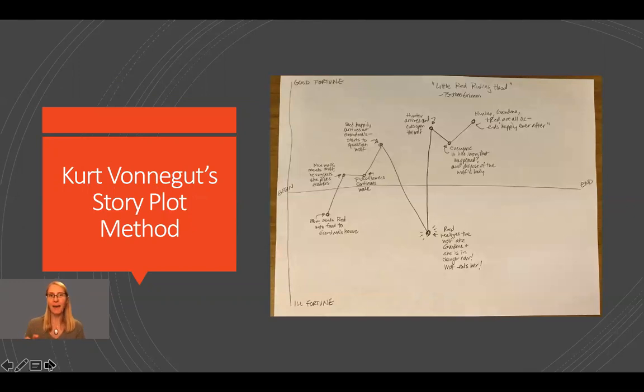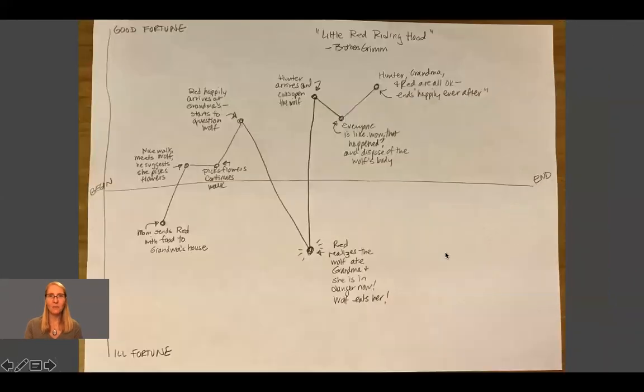So in Skypack, you're asked to use Kurt Vonnegut's method to create plots of a fairy tale that you have selected. And all of this information and assignment information is in Skypack, so you can go there to check it out. Watch Vonnegut's video, think about how you want to use this method, but I wanted to, in this video, show you an example of what that would look like. So let me move to make that a little bit bigger.